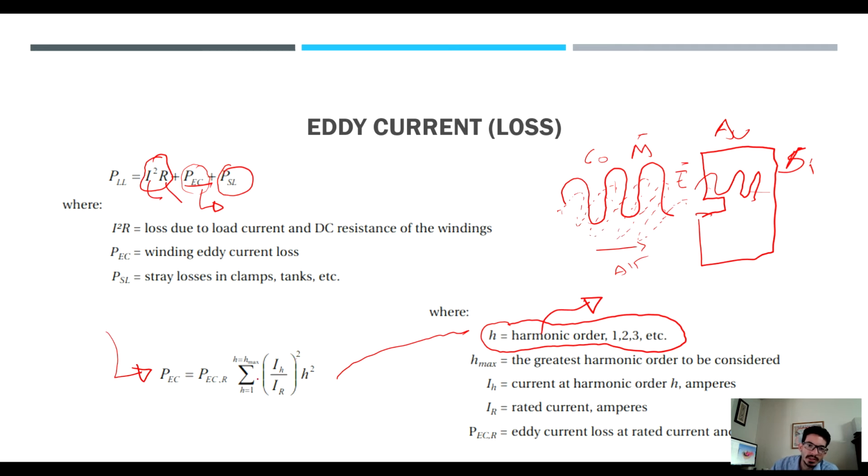But the point I'm trying to make here is that you can compute the eddy currents based on different factors, such as the harmonics and the currents going through the core.